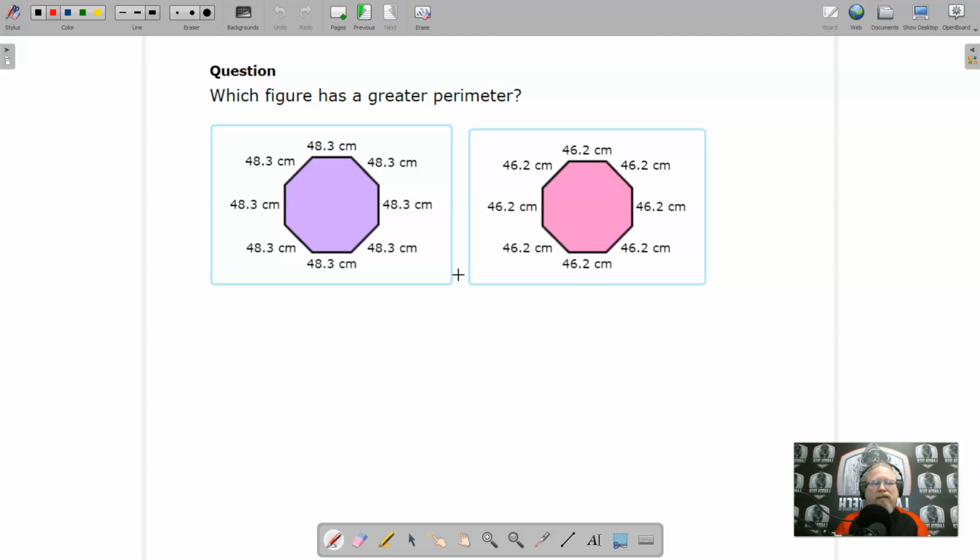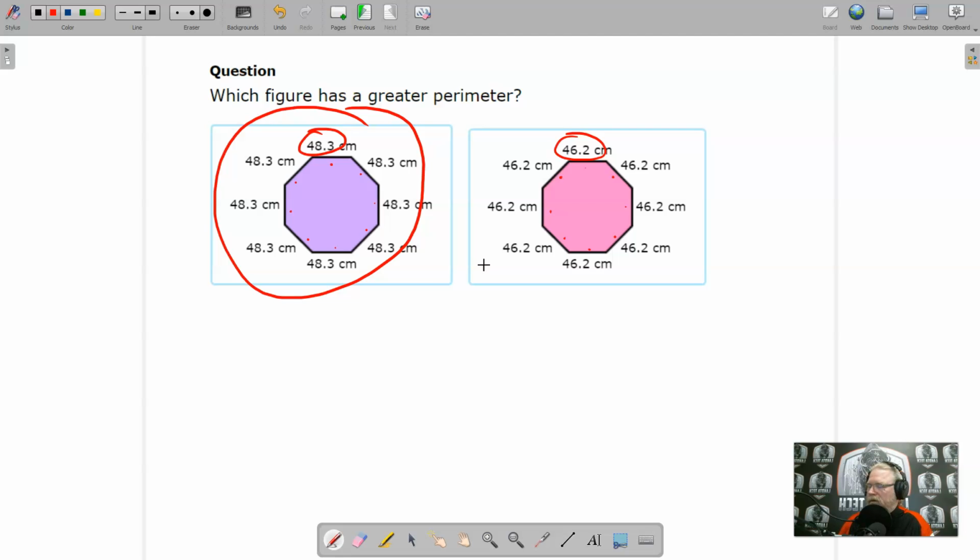And final question, this one here, you really don't even have to think about this one too much, right? Let's see, do they both have the same number of sides? That's the important thing. 1, 2, 3, 4, 5, 6, 7, 8. Here we have 1, 2, 3, 4, 5, 6, 7, 8. So they both have 8 sides. The one on the left has side lengths of 48.3. The one on the right has side lengths of 46.2. Well, 48.3 is greater than 46.2. So whenever we multiply each number by 8, it's obvious that the first choice is going to produce a greater value. So it has the greater perimeter.